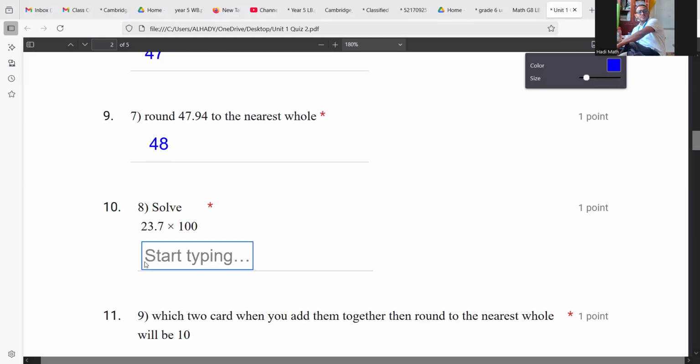This number multiplied by 100 is 23.7 times 100. When we multiply by 100, the decimal point jumps 2 places to the right. From here, go 2 places. You have only 1 place. You don't have another place, so you put 0 for the other place.